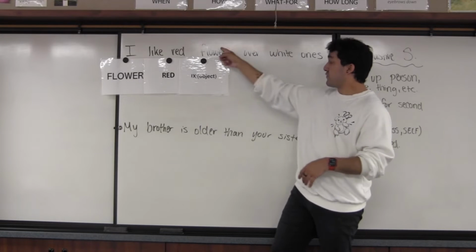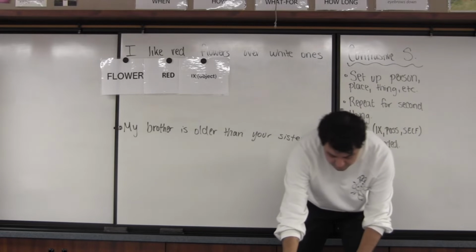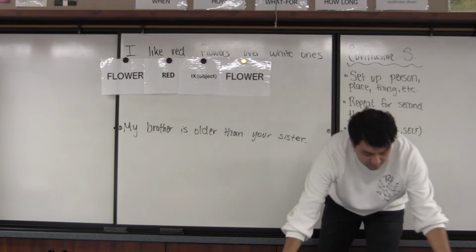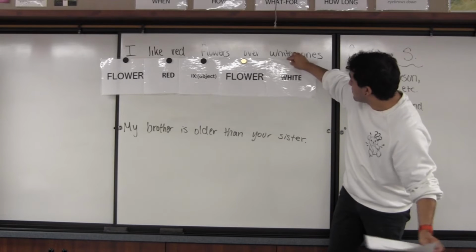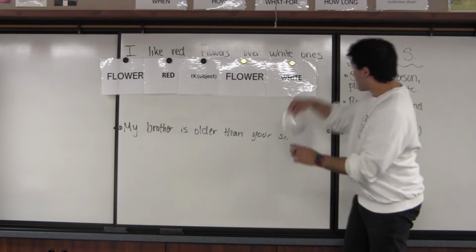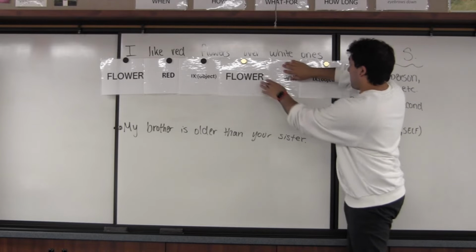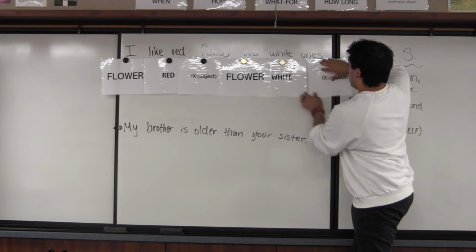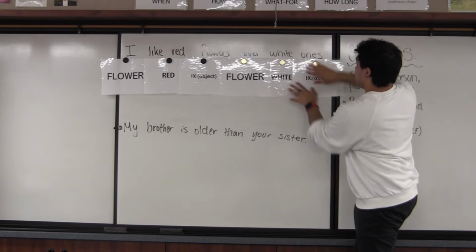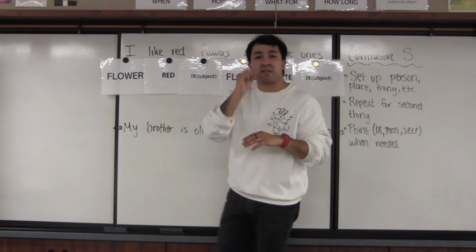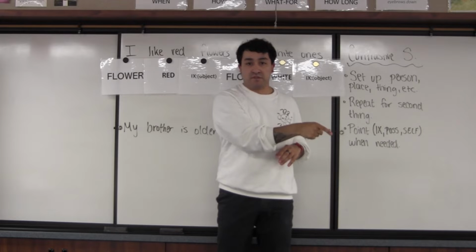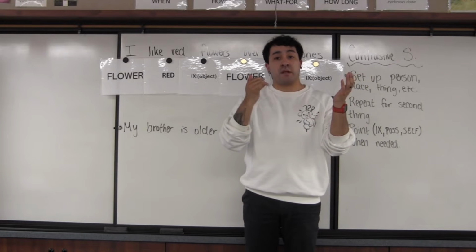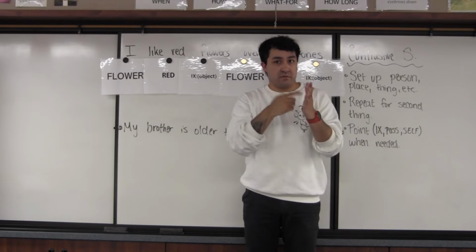Now we have white ones. So we have white flower, so we need flower again. Let's see, I do have another flower sign, and this one's going to be white. And then we need that IX object set up. Okay, so now we have both. Trying to get this all to work without overlapping. So now we have flowers that are white on the left. So now I can go ahead and compare them.